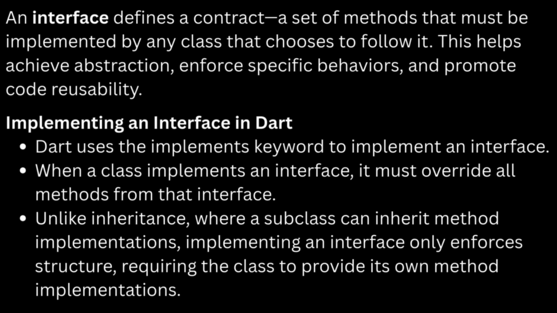To implement an interface in Dart, we use the implements keyword. When a class implements an interface, it must override all methods defined in that interface. This ensures that every implementing class provides its own custom logic while still following the defined structure. Unlike inheritance, where a subclass can inherit method implementations from a parent class, implementing an interface only enforces the structure, requiring the class to define its own implementations for each method.